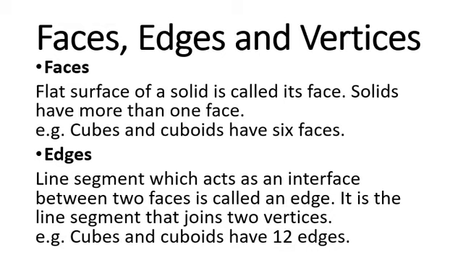So what do you mean by faces? Flat surface of a solid is called its face. Solids have more than one face. For example, cube and cuboids have 6 faces. Edges: a line segment which acts as an interface between two faces is called an edge. It is the line segment that joins two vertices. For example, cube and cuboids have 12 edges.